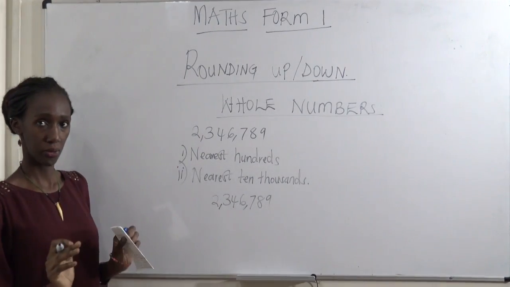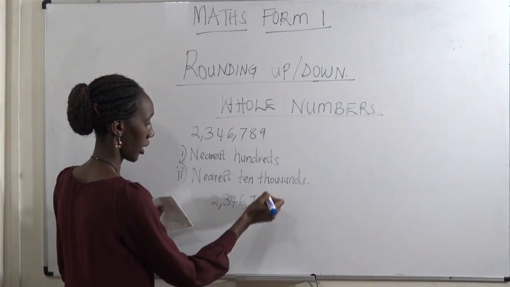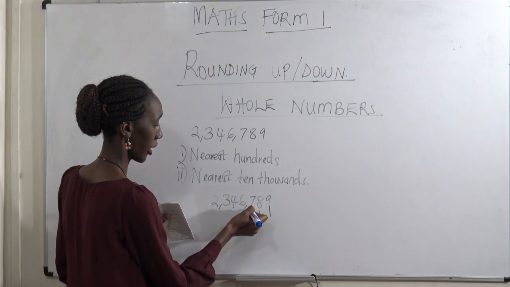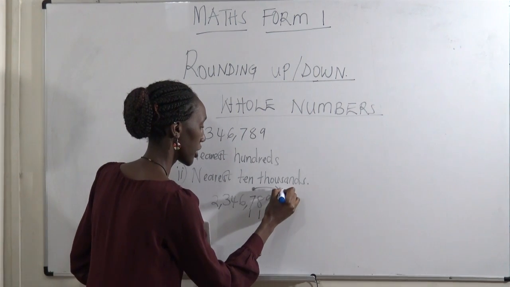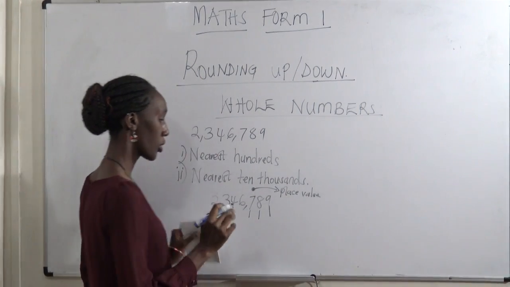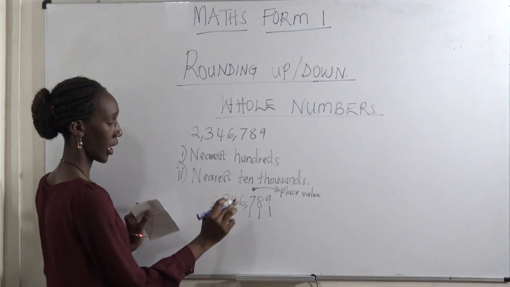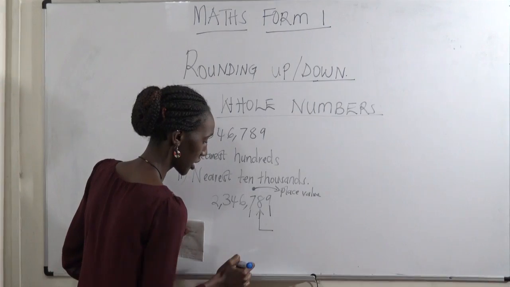So we remember the place value. We always start with the ones. So here I have ones, I have tens, I have hundreds. So I'm here. So this is my place value. Then look at the immediate number after the place value, which is 8. So this is my immediate number.